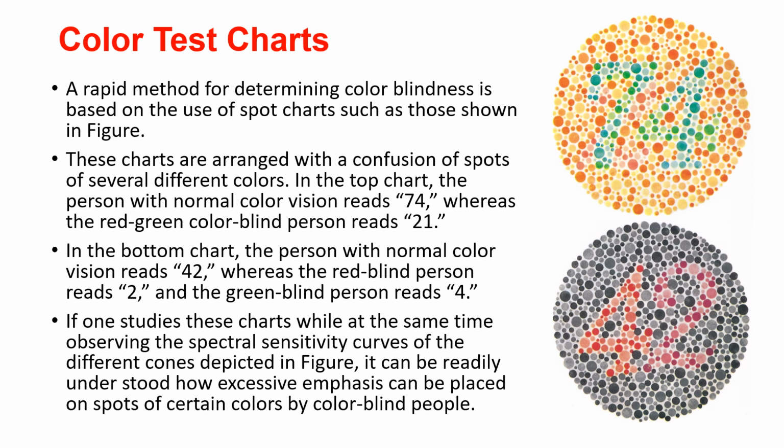green-blind person reads 4. If one studies these charts while at the same time observing the spectral sensitivity curves of the different cones depicted in figure, it can be readily understood how excessive emphasis can be placed on spots of certain colors by colorblind people.